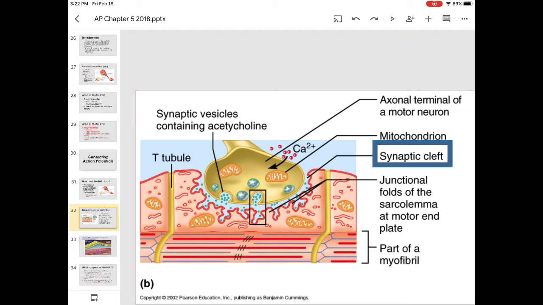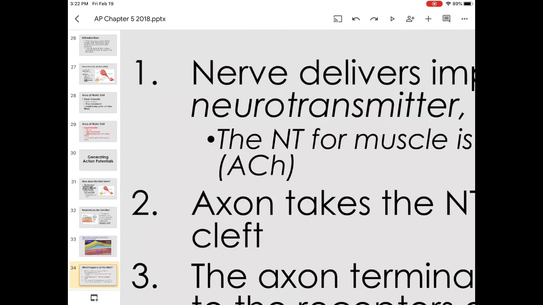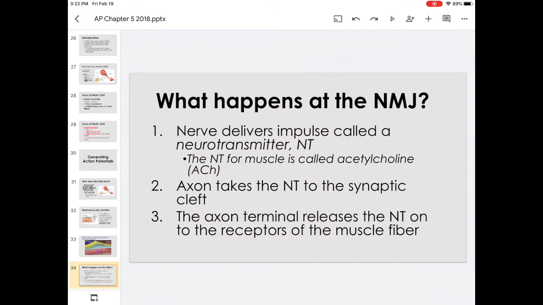If I go back here, you can see that the yellow diagram is the axon terminal. And it has these little blue vesicles inside that are filled with acetylcholine, or the neurotransmitter. Those vesicles will fuse with the end of the axon terminal and release the acetylcholine into the synaptic cleft. Those acetylcholines will attach to receptors on the muscle fiber, which is the whole red diagram you see there. And once they attach to those receptors, you are going to have a reaction occur.